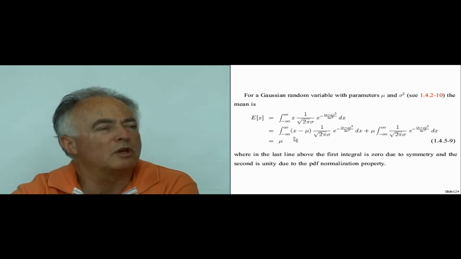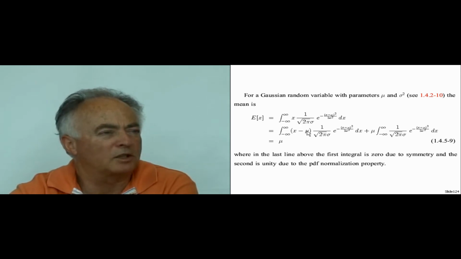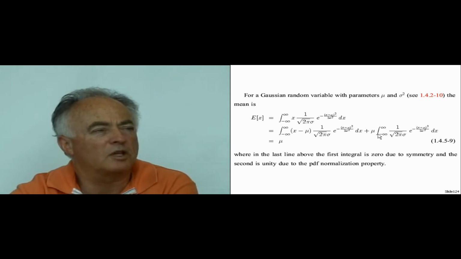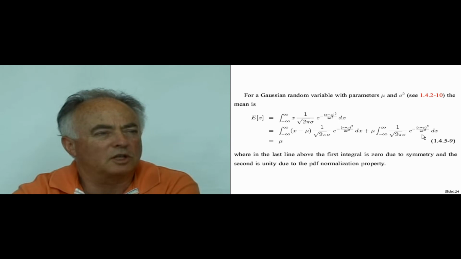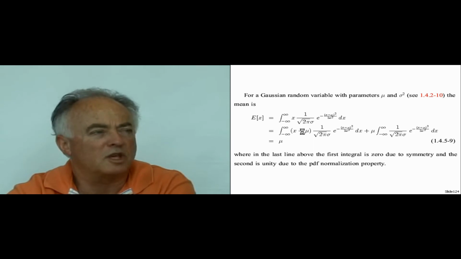Now, what we do is add and subtract mu to this x here. The term that has mu subtracted becomes the first integral, and we pull out the mu, because it's a constant, outside the integral times the integral. Now, what does this integral give us? Unity. What does this integral give us? If we look at the density, it's a symmetric function about the origin, and x minus mu is anti-symmetric. It's an odd function. This is even. Therefore, the two halves will cancel.